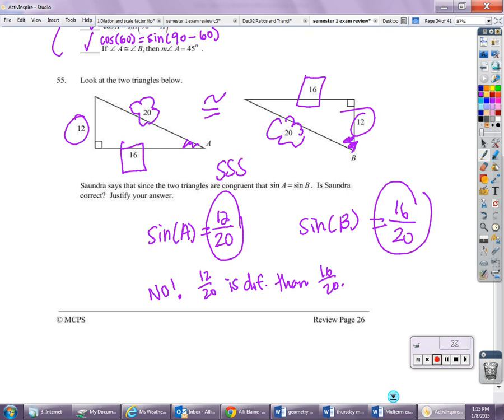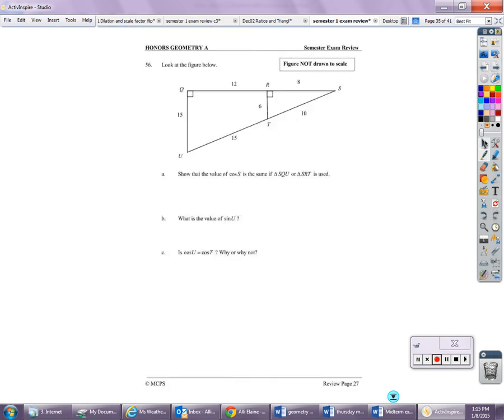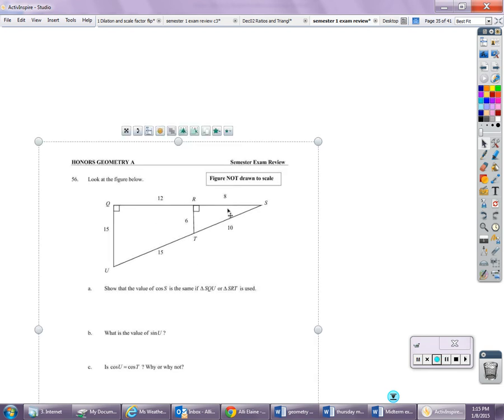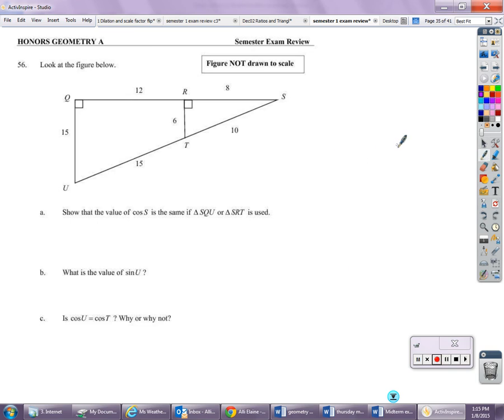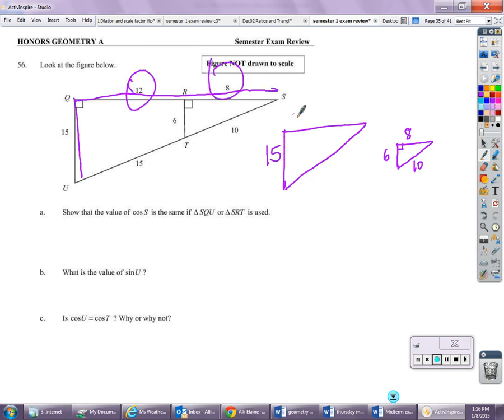Alright, moving on. Number 56. Again, I see a triangle inside the other, which makes me really uncomfortable. So I'm going to draw the small triangle here. 6, 8, 10 with my 90-degree angle here. And the big triangle, like that. This is 15. This side is your 12 with the 8, which is 20. And this side is 15 with 10, which is 25, right angle here. So don't forget to add up your sides.